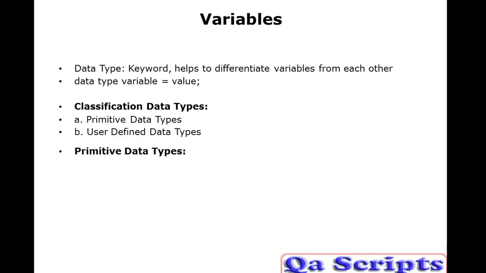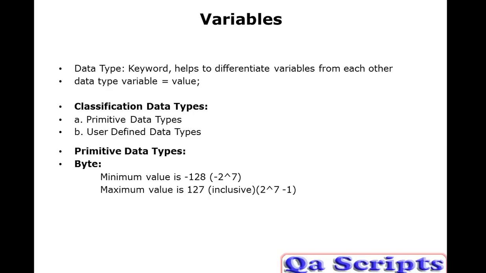Let us look at primitive data types. We have 8 different primitive data types. Let us start one by one. First one is byte. Byte is a data type keyword. This will hold a minimum value of minus 128, and the maximum is 127. Within this range you can assign any digits or numbers.